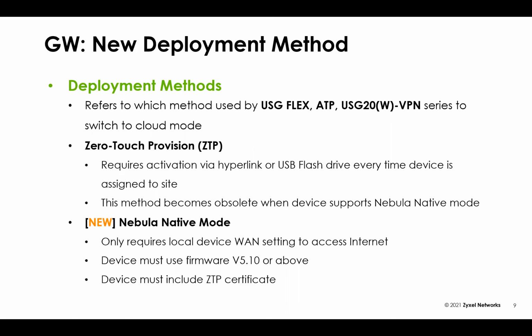However, if you go through the whole zero-touch provisioning, during that process, it will download the ZTP certificate, and then it will be embedded on the device. So for future deployments, if you decide to go to standalone mode, that ZTP certificate will still remain on the device. However, if you want to go back to Nebula, you won't have to go through the whole zero-touch provisioning method. Now, please be aware that devices that are shipping with the latest firmware of 5.0 and above will have that ZTP certificate. So if you're purchasing a new device, that ZTP certificate should already be installed on there, so you won't have to run through the zero-touch provisioning.